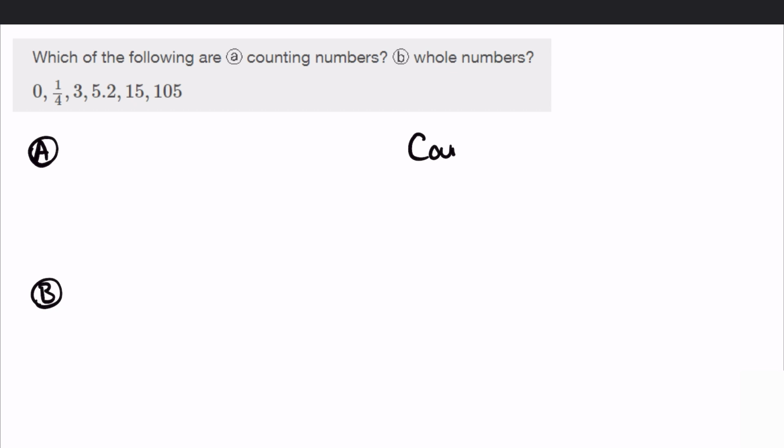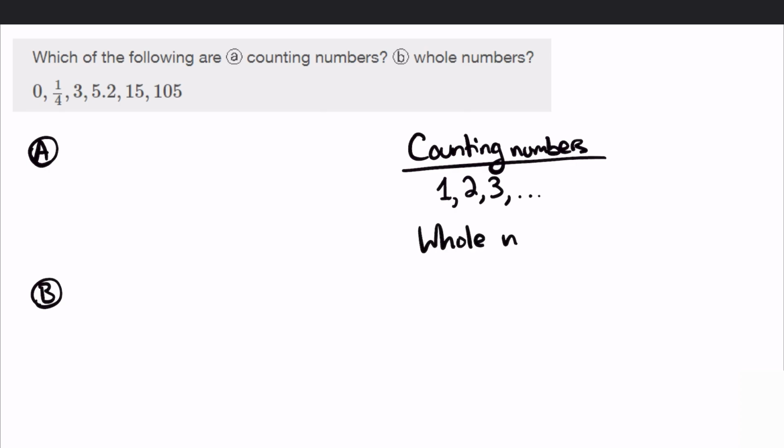Counting numbers start with 1 and continue. So for example, we have 1, 2, 3, and so on. Whole numbers start from 0 and continue: 1, 2, 3, and so on. So in a way, we could say that the whole numbers are all of the counting numbers and 0.